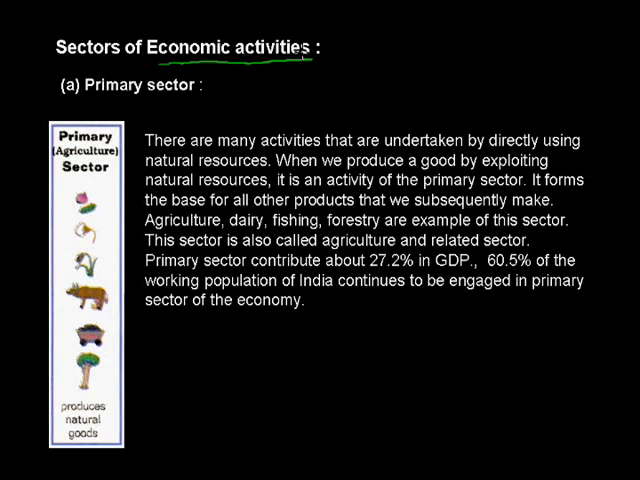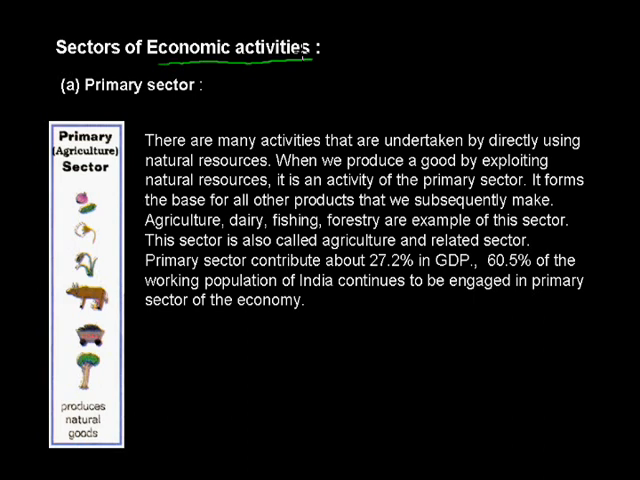So earlier when mother was doing all these activities, then it was a non-economic activity. But now when the same work is done by the servant, then it will be termed as economic activity, because we have to pay for that. So according to this economic activity, we have divided the economic activities into three parts.